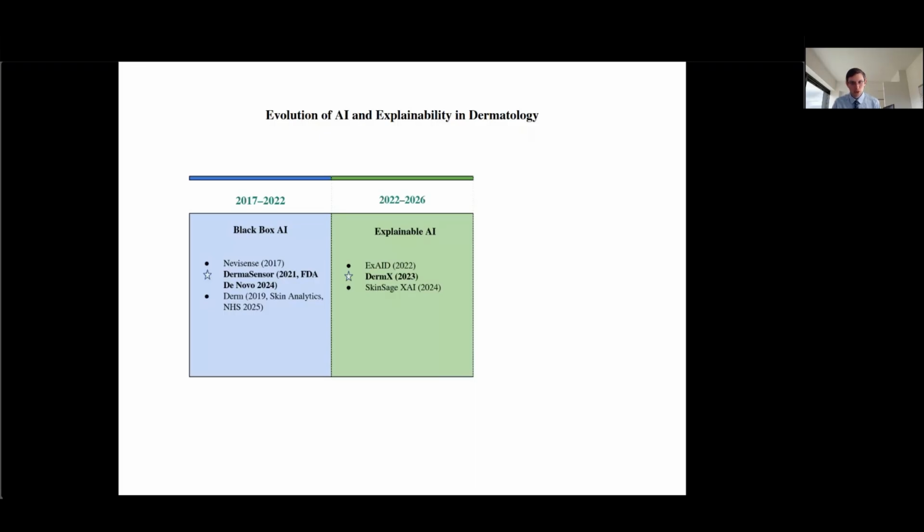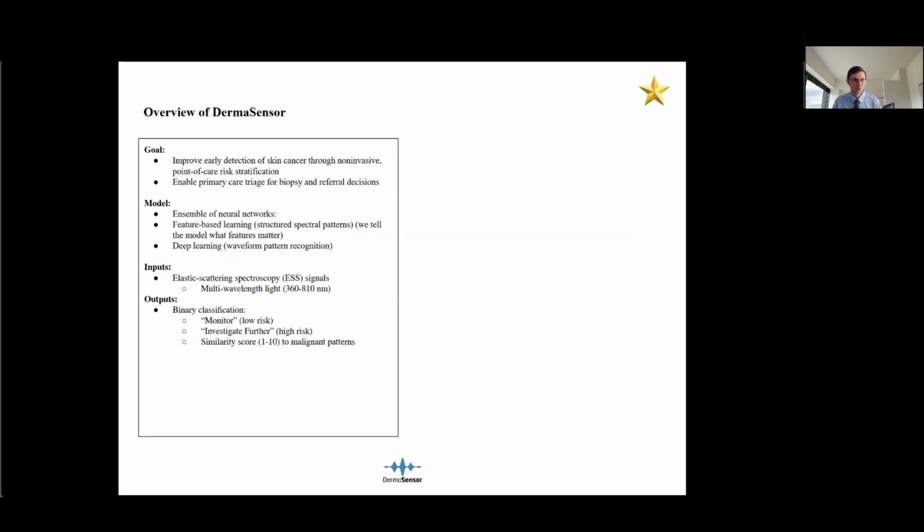There's a second part of this, which is the explainable AI model, which really started around 2022, and it continues to current day. And there have been several explainable AI models that have been published. However, the one that we are going to discuss today is DermX, and that one was published in 2023. Some of the future for artificial intelligence in dermatology involves clinical decision support and treatment effect modeling, not just diagnosis and skin lesion triaging.